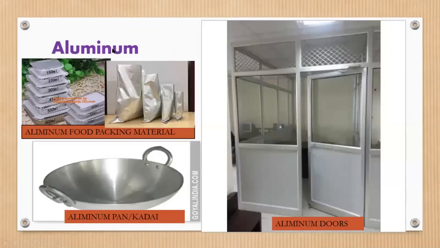The next metal is aluminium. Most of you are aware of aluminium, like food packing materials. When you order food, you will get the food in these aluminium packets, right? Parcels. So these aluminium you have seen. Even in your house, you might have seen a pan, or in India you call it a kadai, right? That is also made of aluminium. Or sliding windows, or the doors.